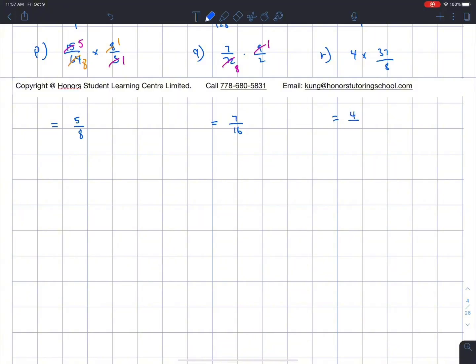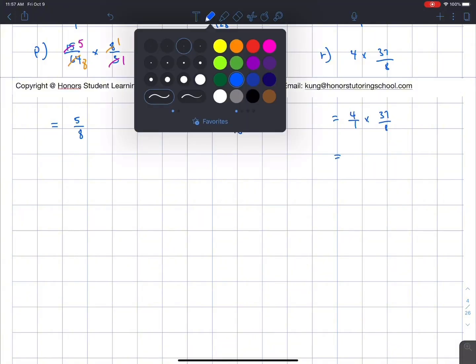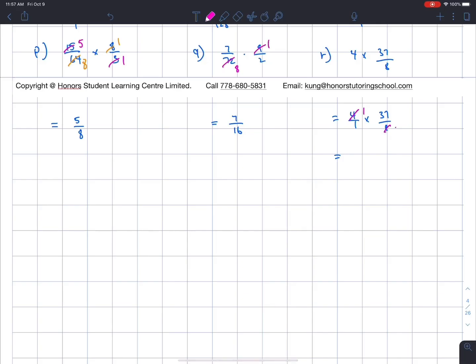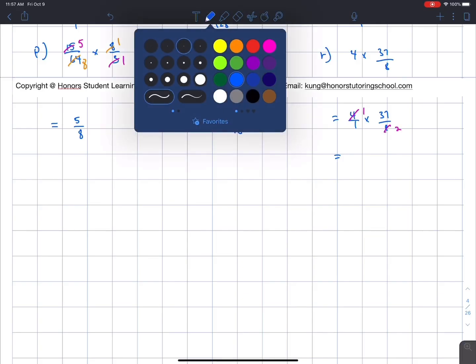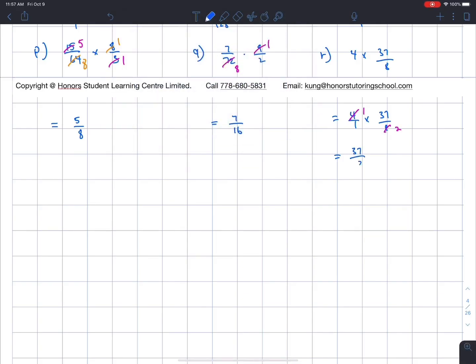So I can say 4 is the same as 4 over 1. And now I can simplify. Divide 4 by 4 to get 1, divide 8 by 4 to get 2. And we end up with 37 over 2.